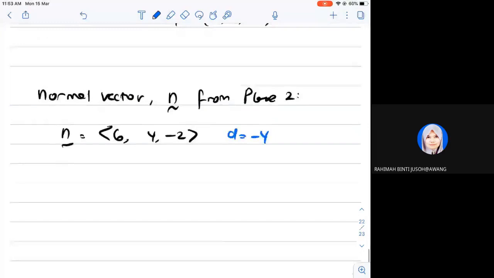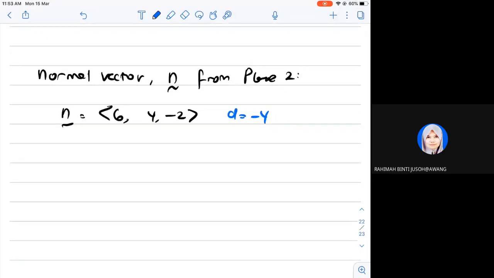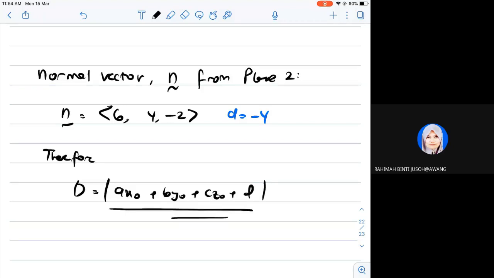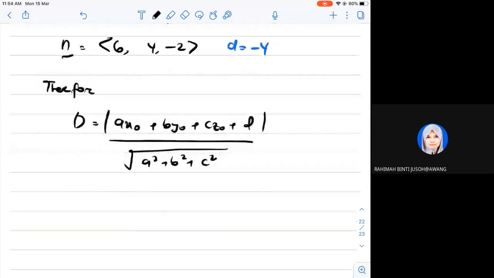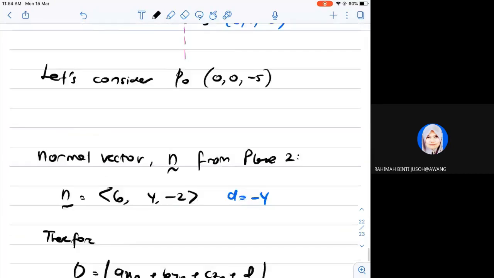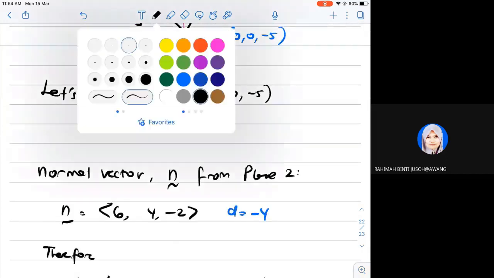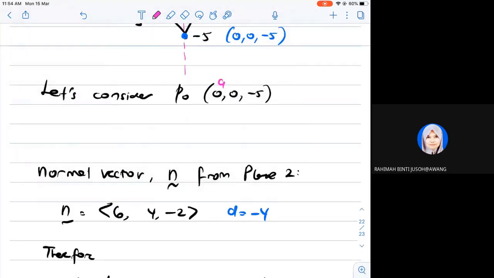Okay. So D in this case, D equals to negative 4. Alright. So jom kita gantikan nilai distance. Therefore, distance of D equals to magnitude modulus of AX naught plus BY naught plus CZ naught plus D over square root of A squared plus B squared plus C squared. Macam tu. So we have distance equals to A, mana A tadi? Ini A kita. Alright, we have A, B and C like this.